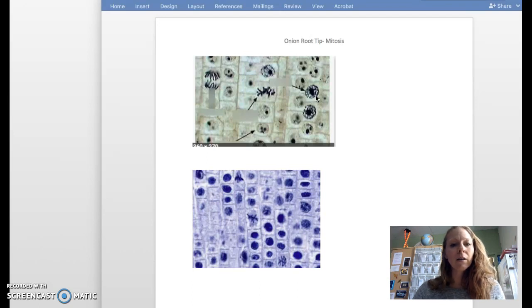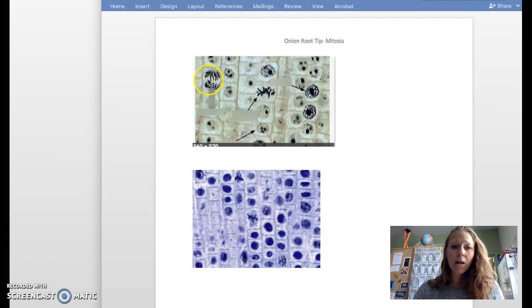Remember, ana means apart. And this right here is a great example of anaphase. Anaphase doesn't take very long, and so it's hard to find anaphase. You might only see one or two in your screenshots. And even in here, we see only one anaphase.